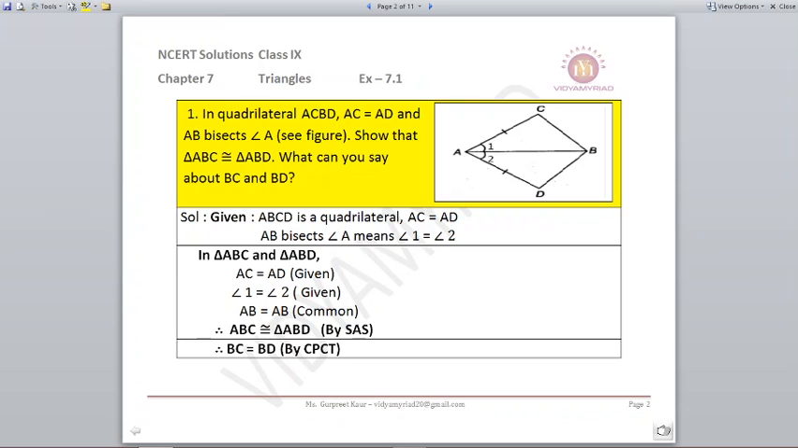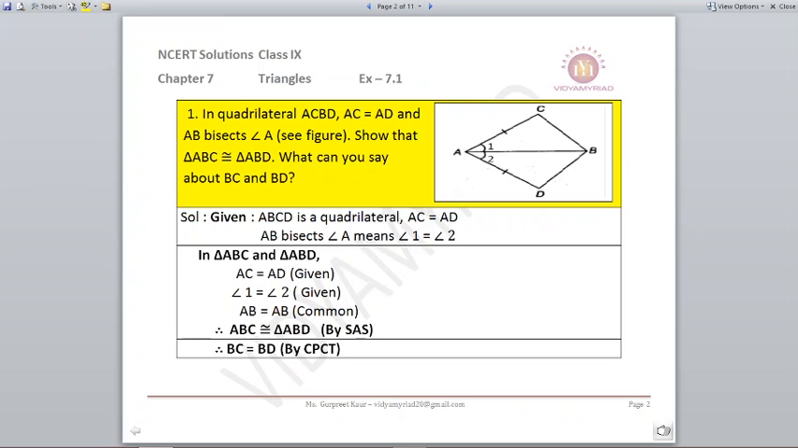Now first of all, we will start the question by writing the given, whatever is given in the question. We are told that ABCD is a quadrilateral and AC is equal to AD. We have marked it with the line also, and we are also told that AB bisects angle A, which means angle 1 will be equal to angle 2, or we can also say that angle CAB is equal to angle DAB, as it is already given in the question. Now we need to prove whether both the triangles are congruent or not. So let's begin our question.